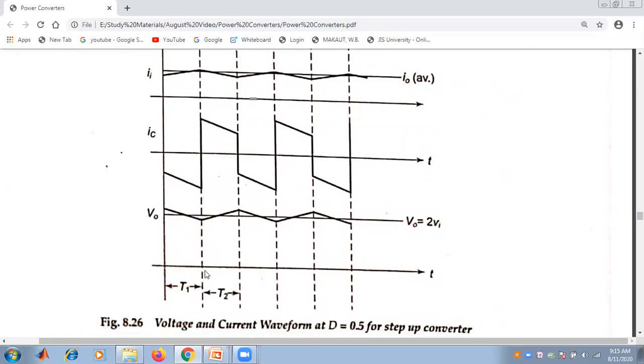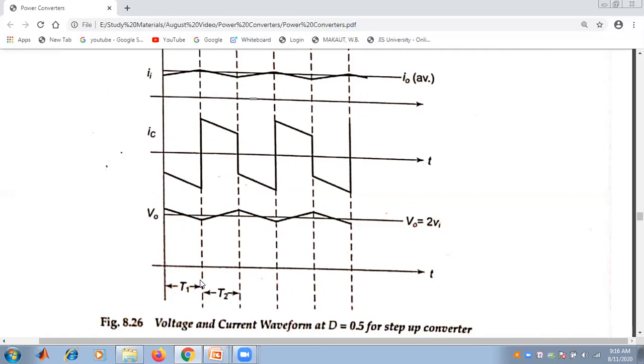And this is the output voltage, because the output voltage is the summation of input voltage plus voltage across the inductor. When the switch is turned on, as we have already seen, the voltage across the inductor, that is VL, is again equal to VI. So the total output voltage V0 is VL plus VI.